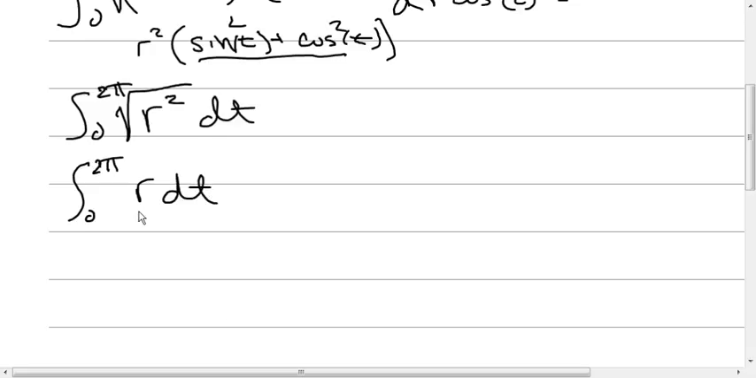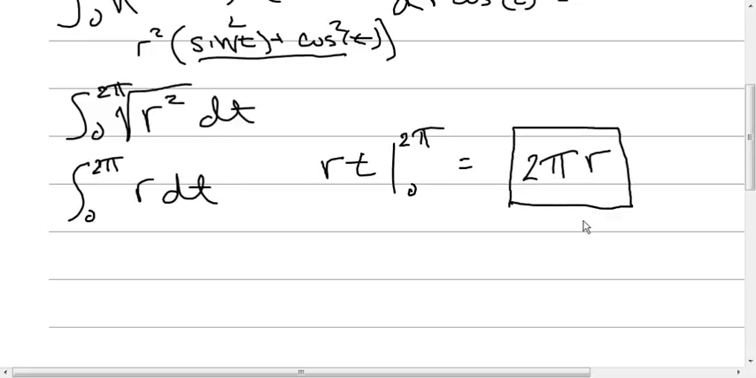And r, remember, is a constant. Our variable is t, so when we integrate this we just get rt evaluated from 0 to 2 pi. And this is equal to 0 plus, plugging in 2 pi, we get 2 pi r. Okay? And indeed, that is the equation for the circumference of a circle. So I guess it worked.